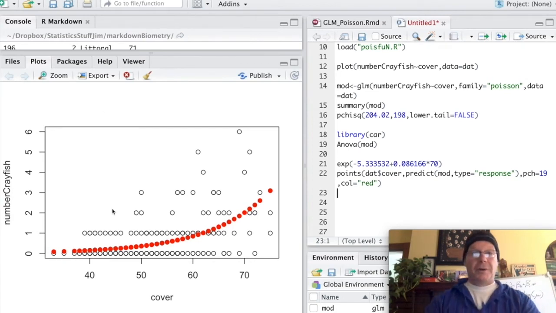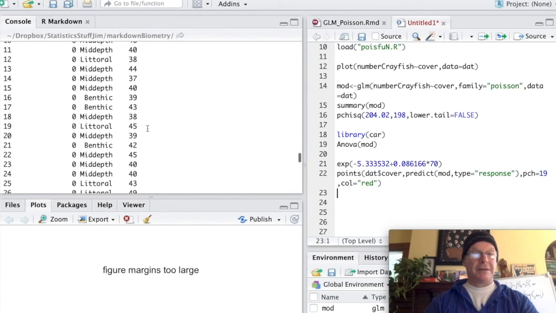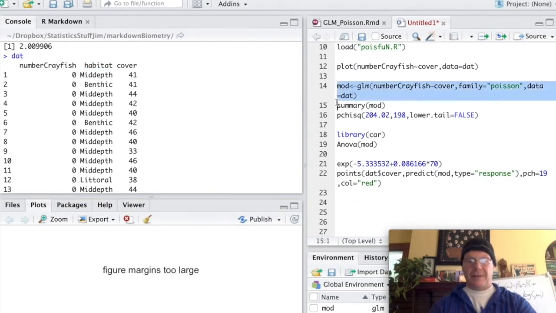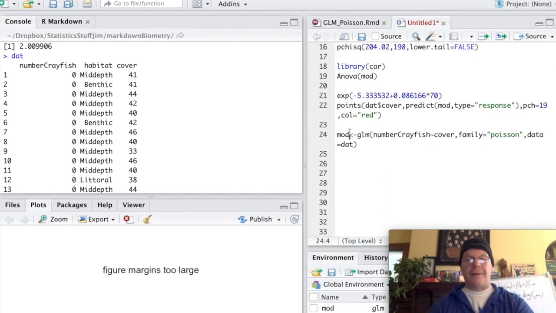Okay, but let's go back to our data, because sure, we had the cover stuff in there, and that's pretty neat. I would argue it's neat. But we also have habitat, so we might want to know whether or not habitat matters as well as cover. So, is cover equally important at shallow depths versus deep depths? And so I'll just make another model, which I will call model 1. And I'm going to add habitat in there.